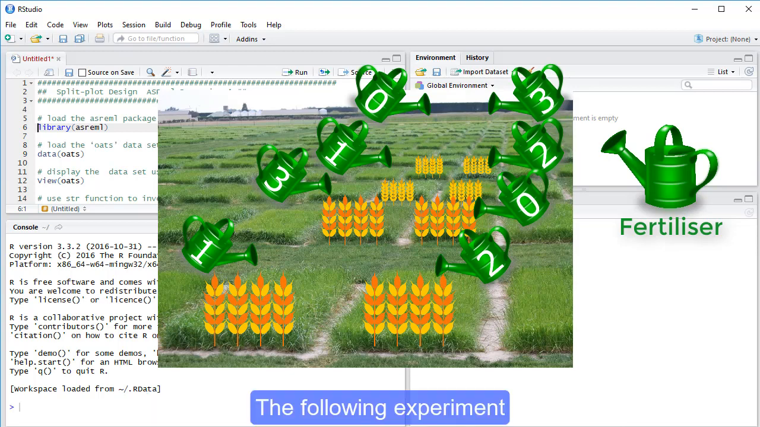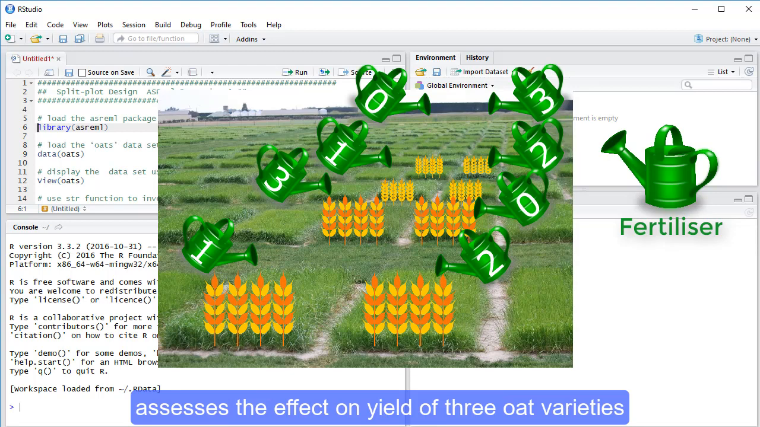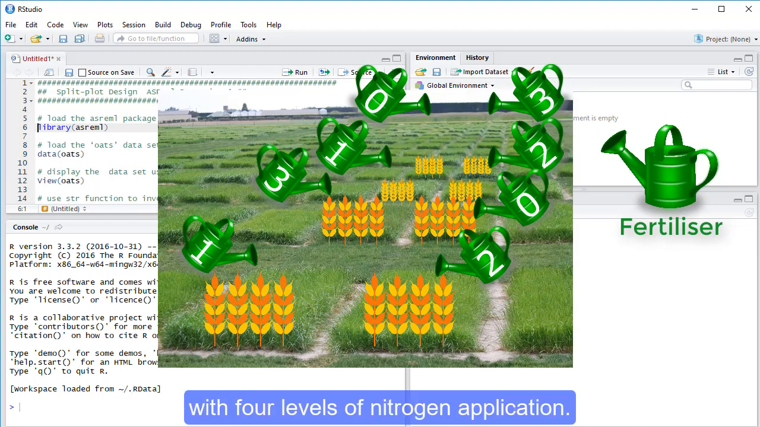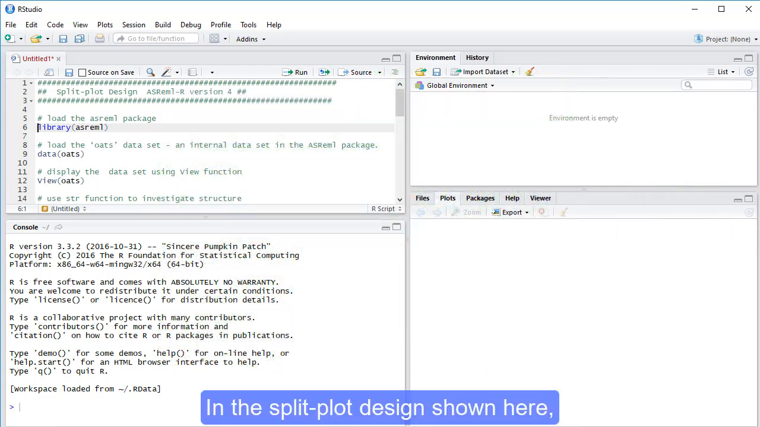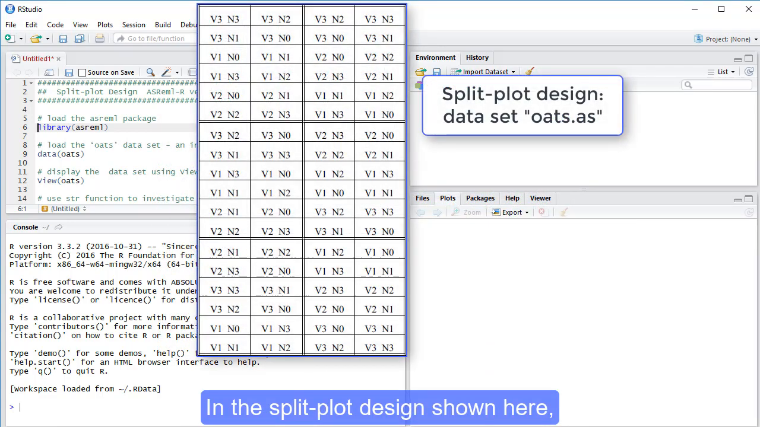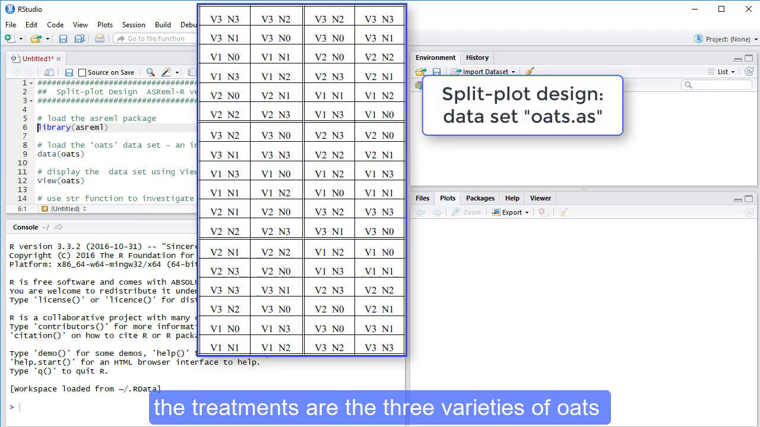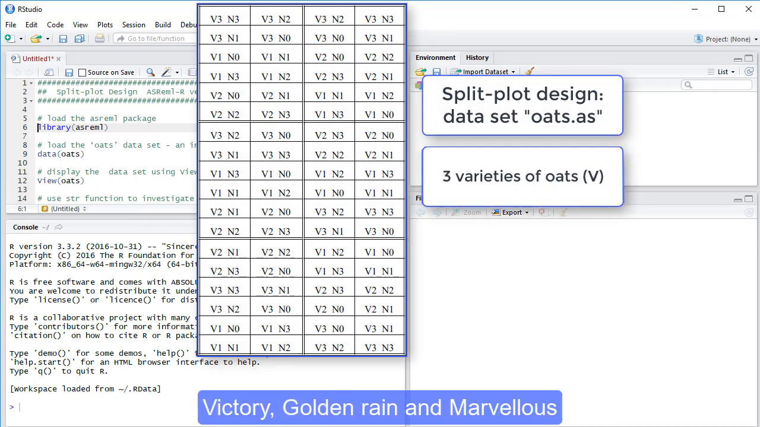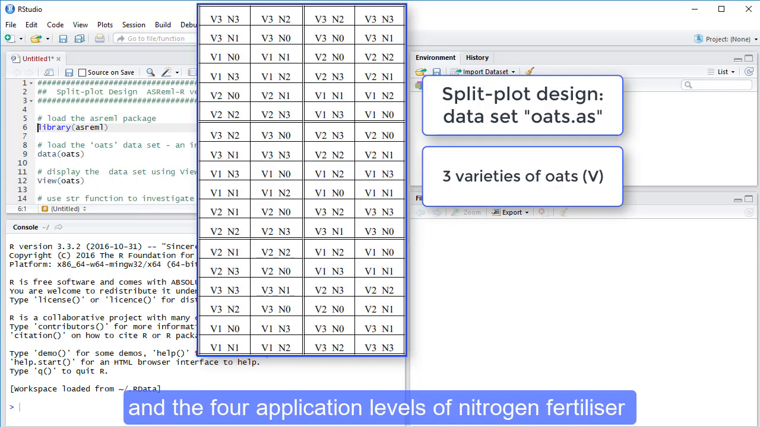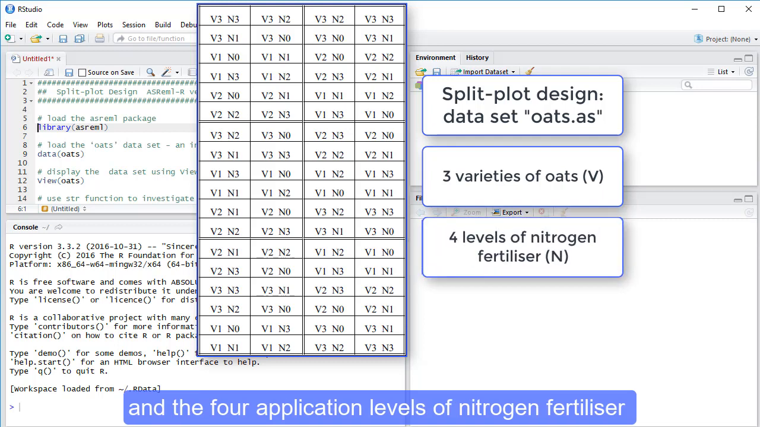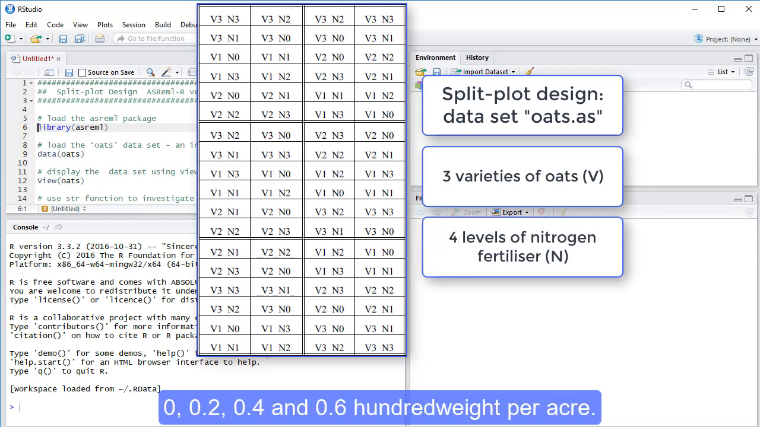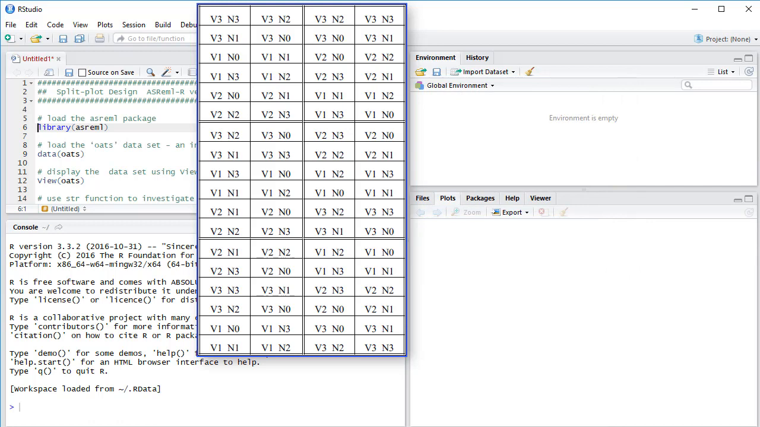The following experiment assesses the effect on yield of 3 oat varieties with 4 levels of nitrogen application. In the split plot design shown here, the treatments are the 3 varieties of oats: Victory, Golden Rain and Marvellous, and the 4 application levels of nitrogen fertiliser: 0, 0.2, 0.4 and 0.6 hundredweight per acre.